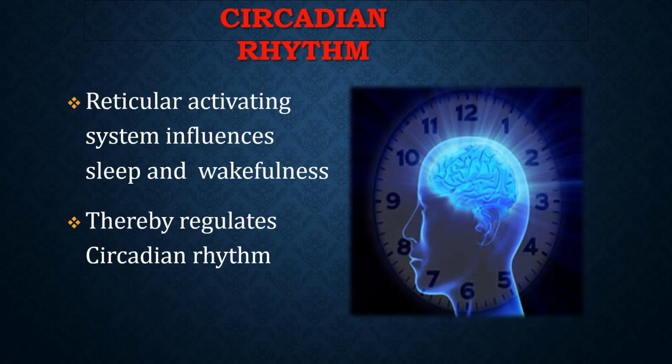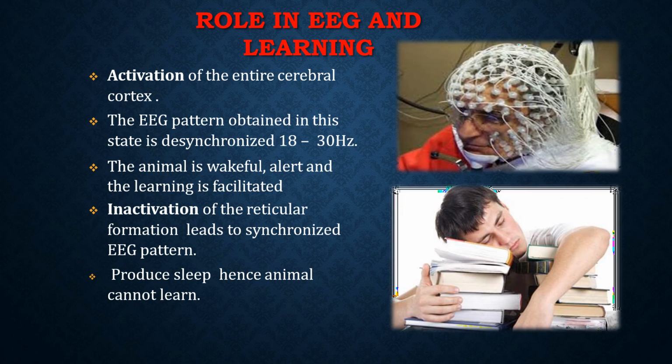So as this reticular activating system influences the sleep and wakefulness conditions of a person, it regulates the circadian rhythm of an individual. In EEG and learning, activation of the entire cerebral cortex will be present. So the EEG pattern obtained in this state is desynchronized and the animal is wakeful, alert, and learning is facilitated. And if we inactivate the reticular formation, it leads to a synchronized EEG pattern which will produce sleep, and hence the animal cannot learn.